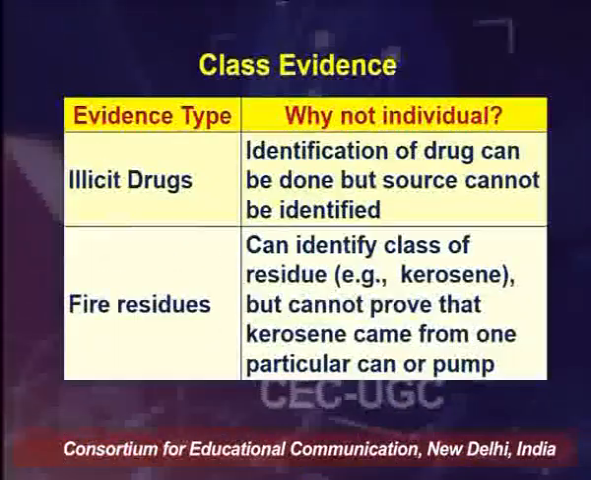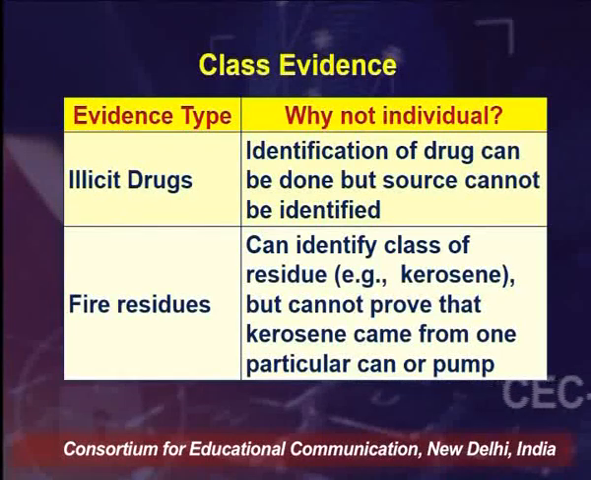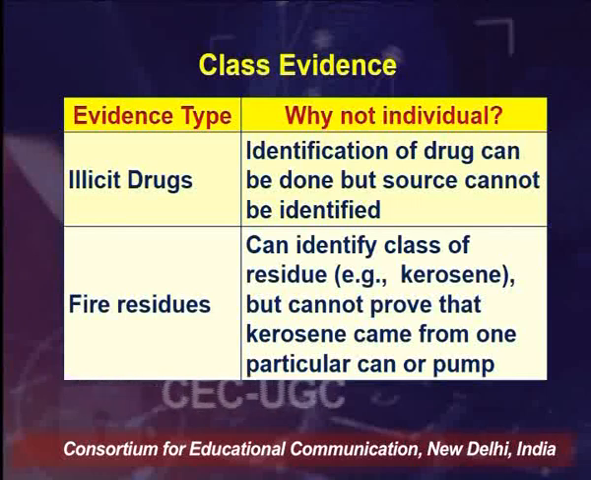Then the illicit drugs. Identification of the drug can be done, but the source cannot be identified. We can say that this drug belongs to this class, but we cannot say that this drug has come from that particular seller. For fire residues, we can similarly identify the class of residue, that it is kerosene, gasoline, etc. But we cannot prove that the kerosene came from one particular can or that particular pump. So class evidence is difficult to individualize, but with other evidences like the non-physical and demonstrative evidences, we can reach a conclusive result.